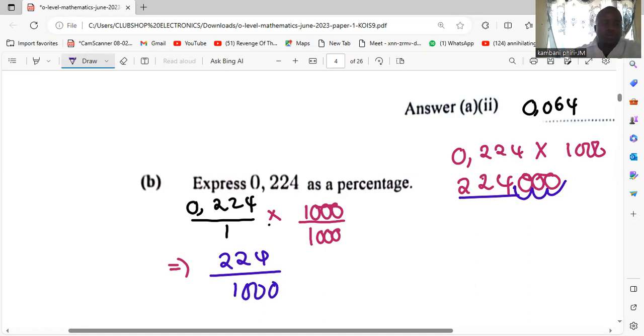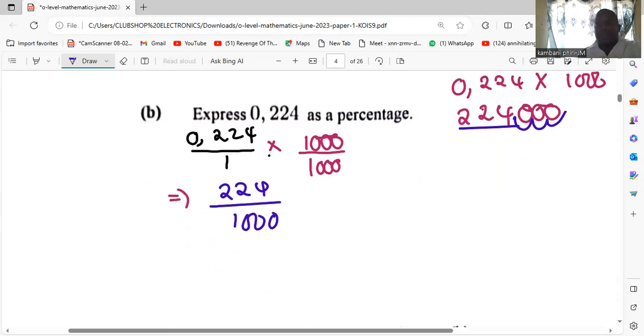I hope that is fine. 224 divided by 1,000. I hope that is okay. Okay. So now we can try maybe to use a number that can divide into 224 and 1,000, right? Maybe we can even use smaller numbers, right? Even 2. 2 into 224 is 112. Then 2 into 1,000 is 500.